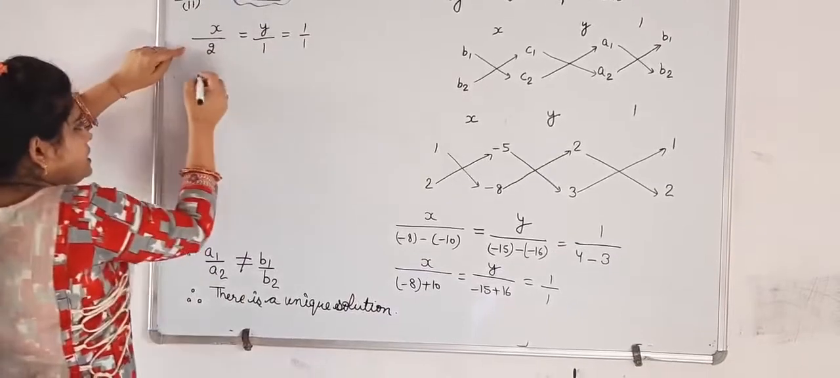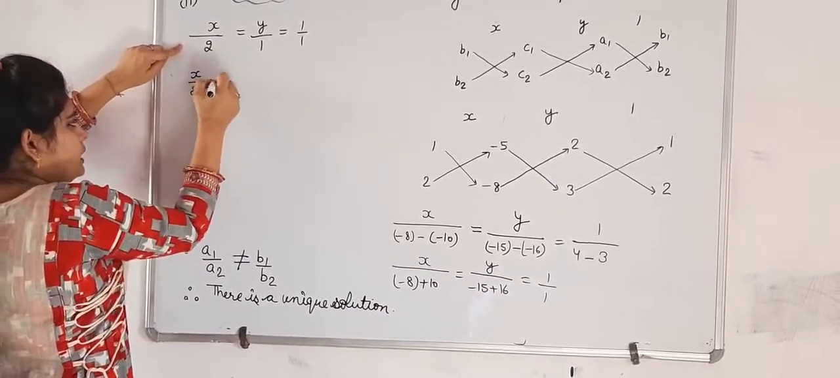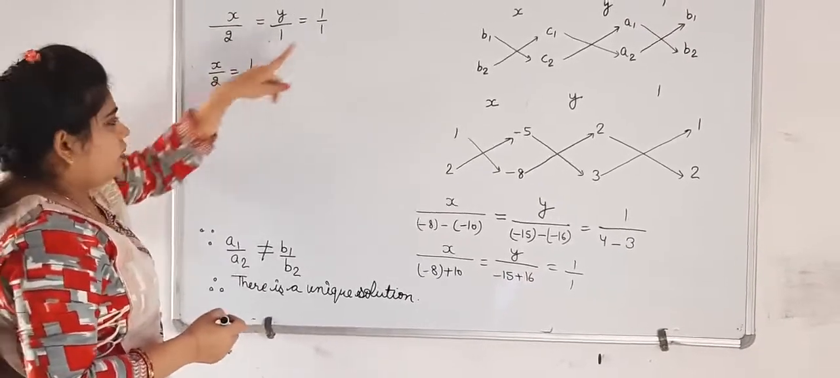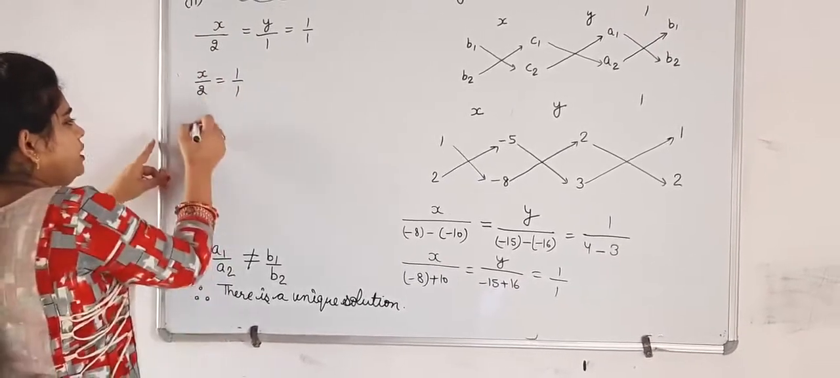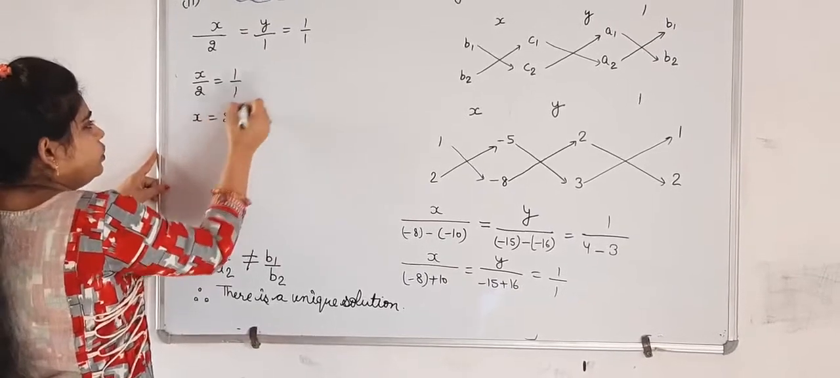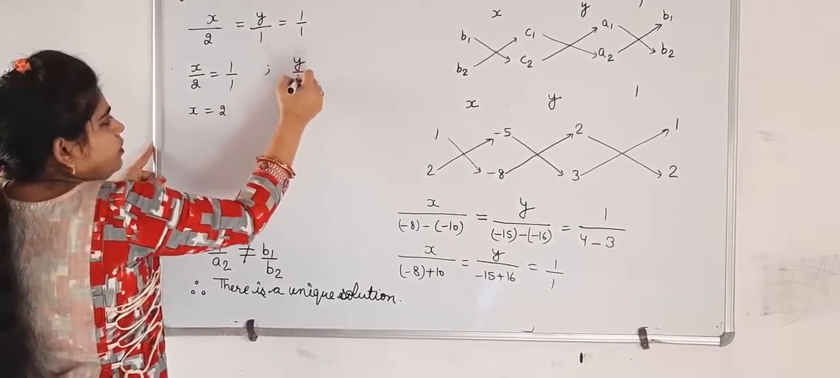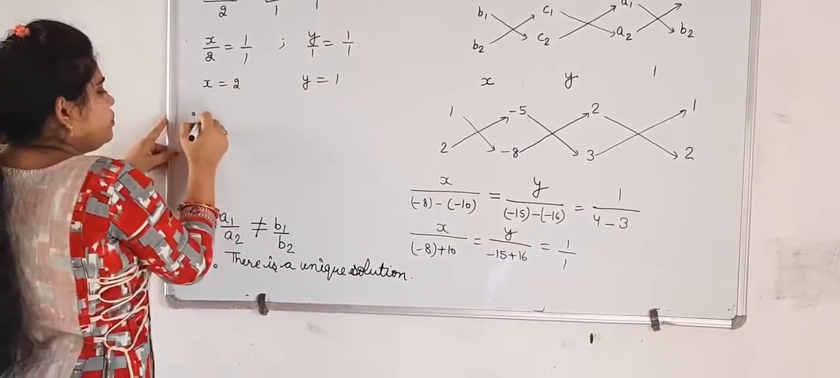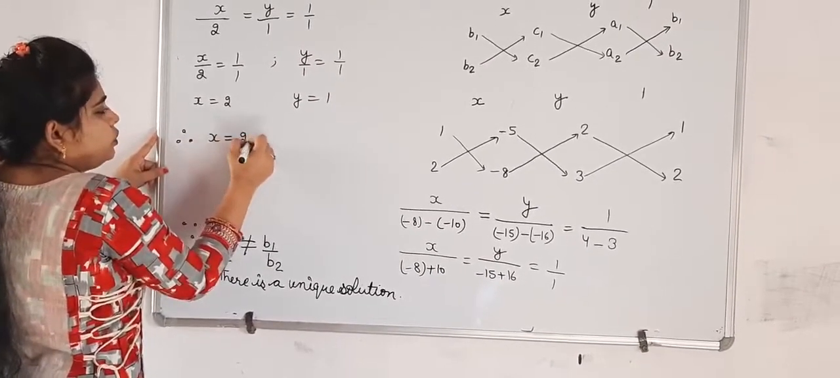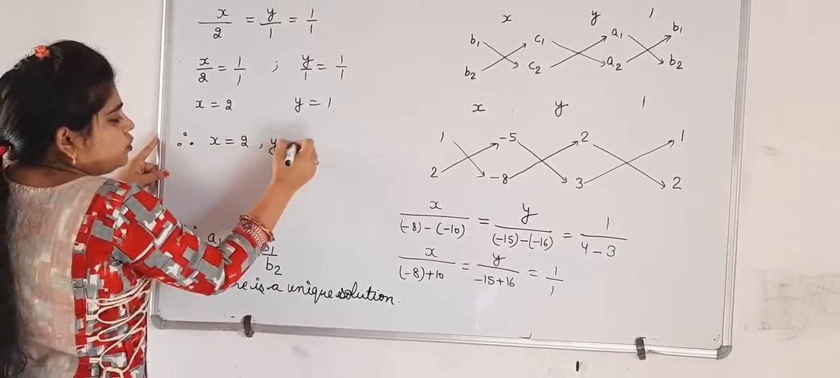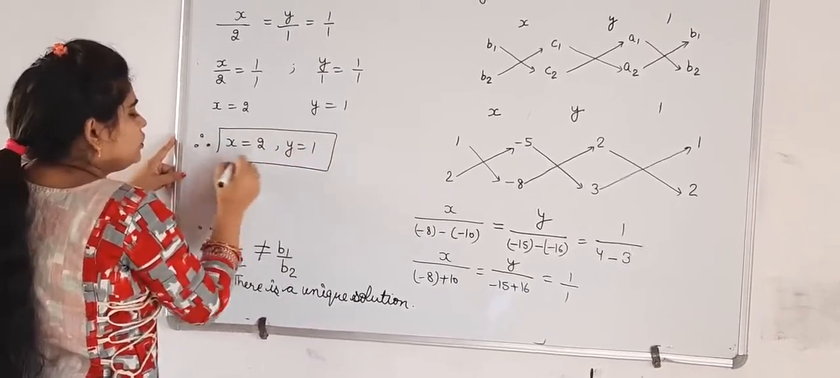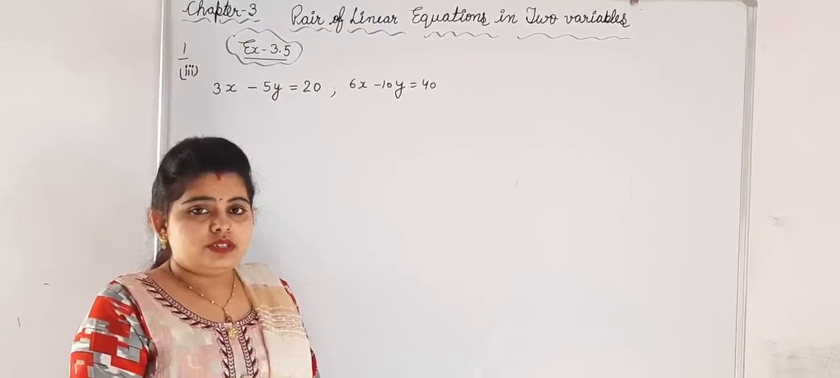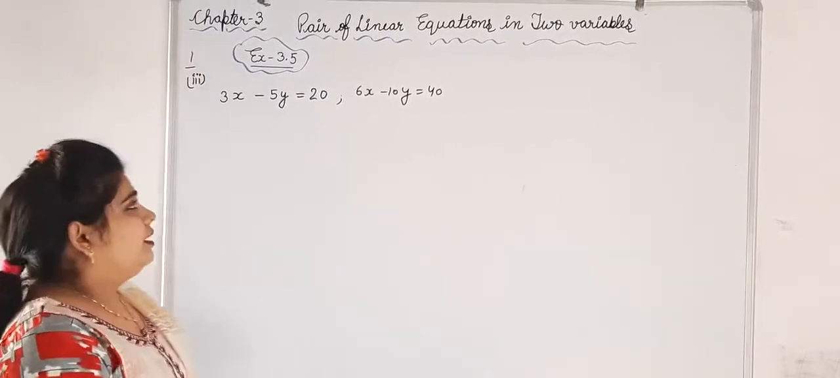Taking first and last, or comparing first and last, we have to compare the variable term with the constant term. X by 2 is equal to 1 by 1, means x is equal to 2. Y by 1 is equal to 1 by 1, means y is equal to 1. So, x is equal to 2 and y is equal to 1 is the solution of the given equations. This is our answer.